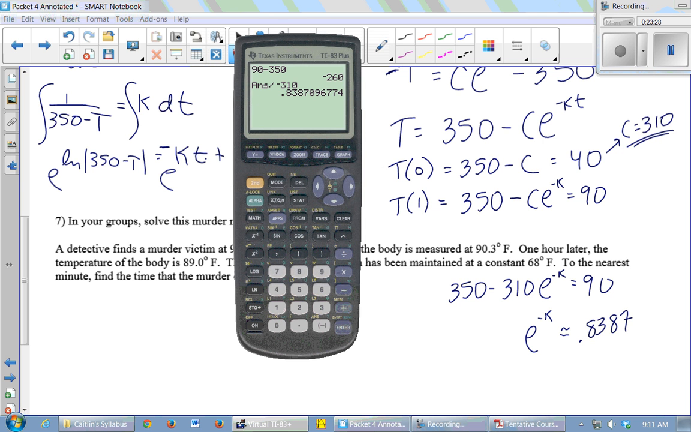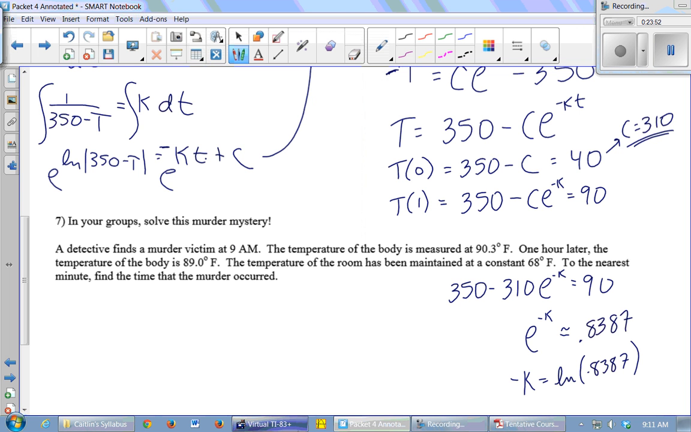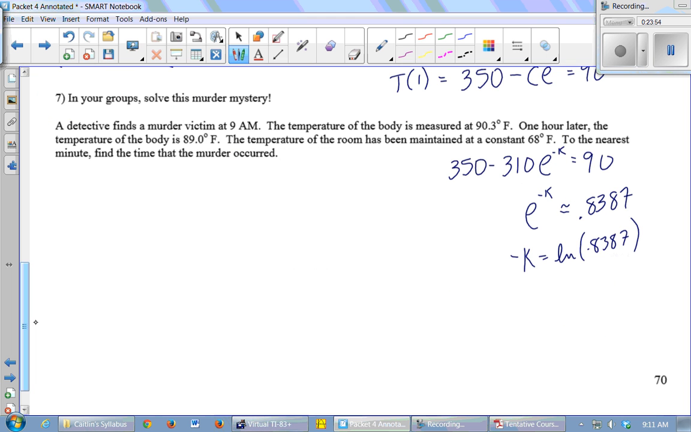Then what do I do? Take the ln of both sides. So negative k is equal to the ln of 0.8387. So I get negative 0.176, we'll call it, which means k is 0.176.